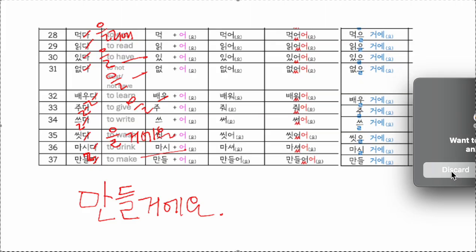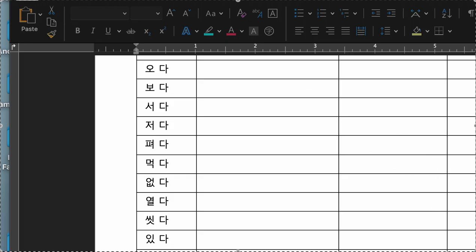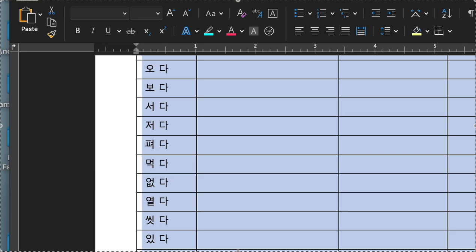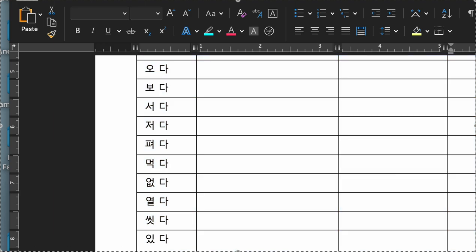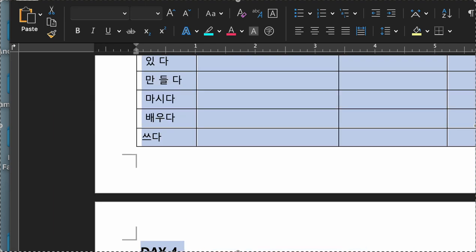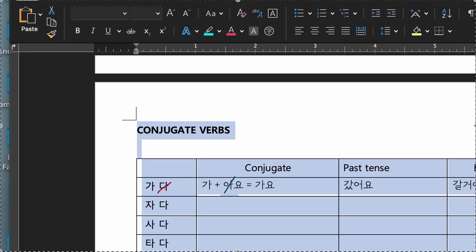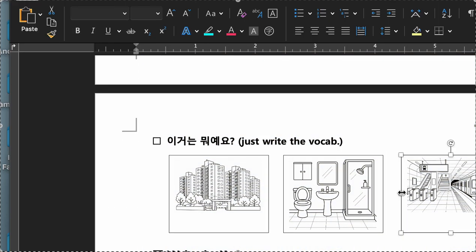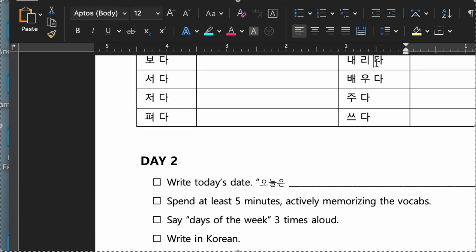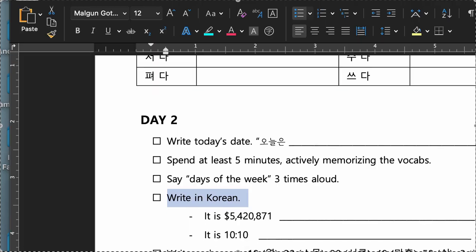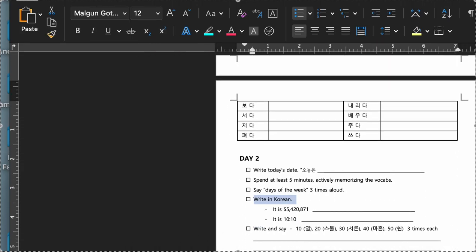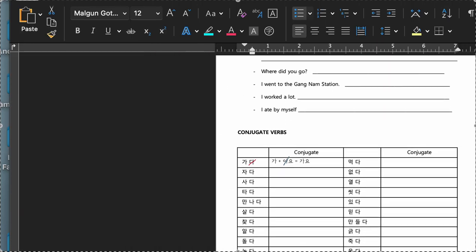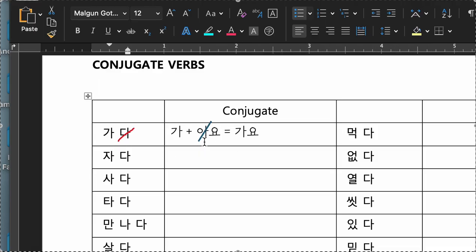And let me show you the homework. Okay, so every day you have a homework. I didn't put Monday, Tuesday like that. I just put day 1, day 2, day 3 like that. Anyway. So when you are conjugating, look at the conjugation. I want you to do it just like what I did. 가 plus 아요. For this one, you drop it and 가요.